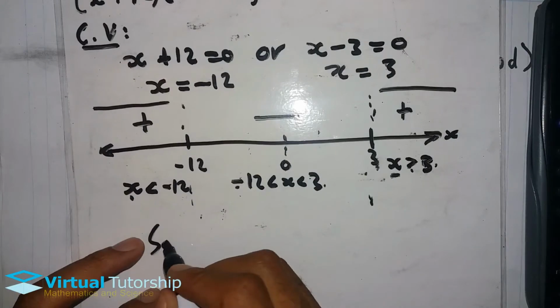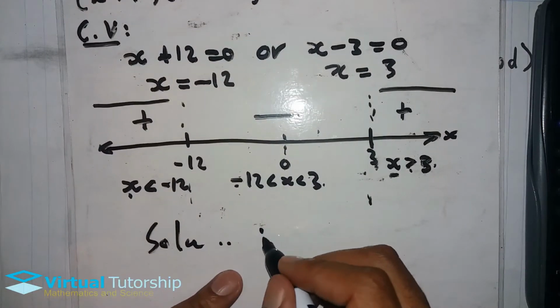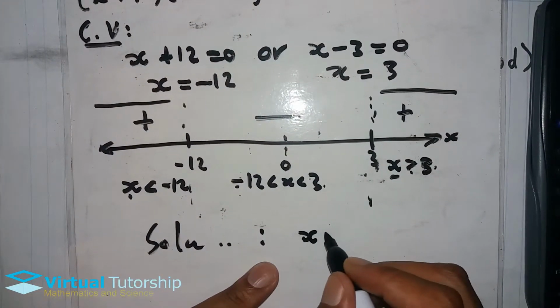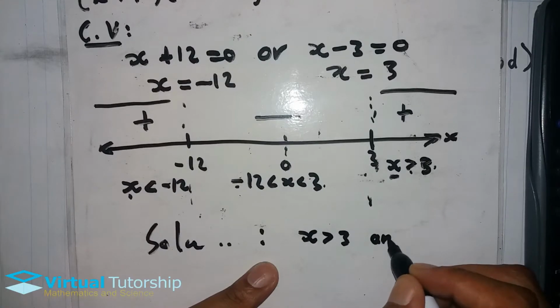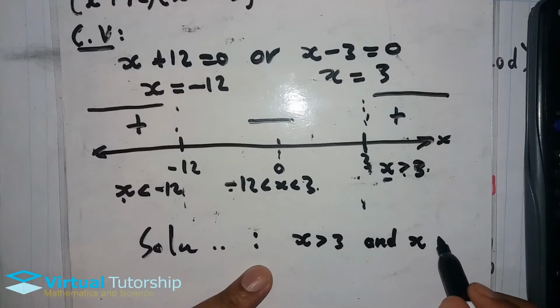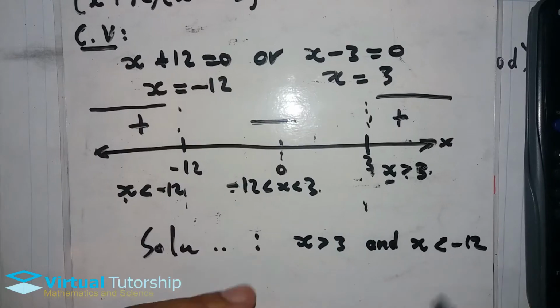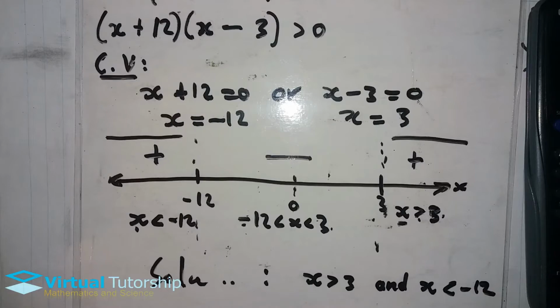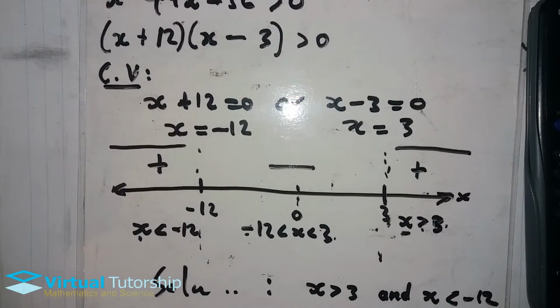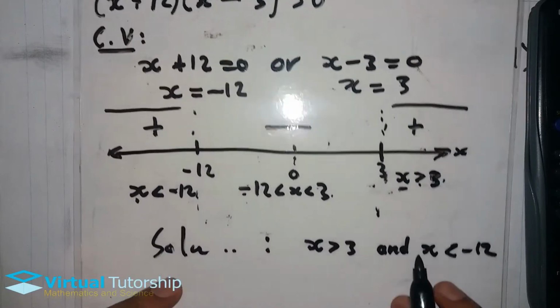False. So my solutions now again, who? x greater than 3 and x less than -12. My solutions are those, right? Sometimes they may ask you to plot your solutions on the number line, to show them on the number line.